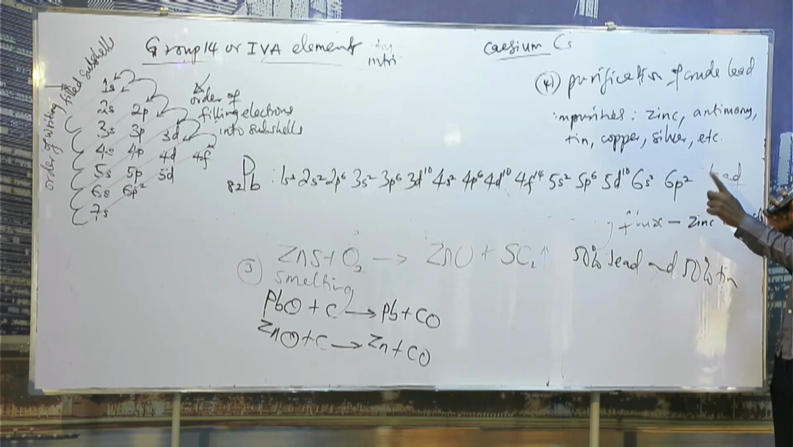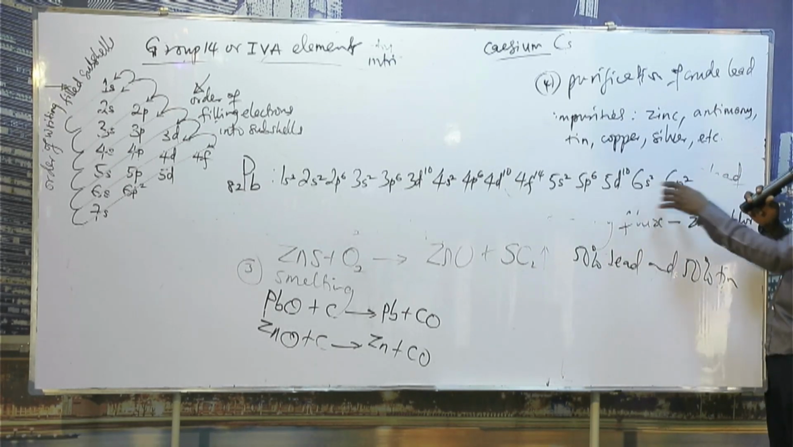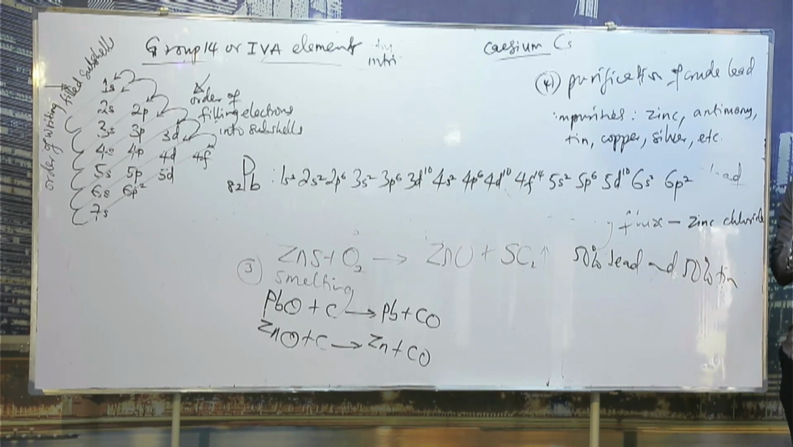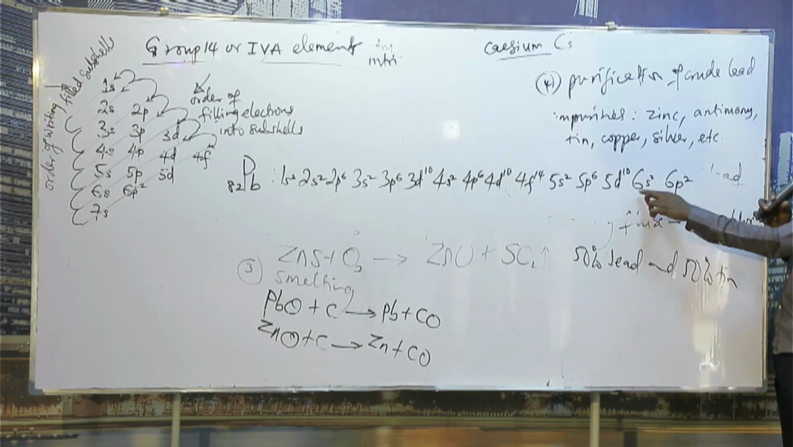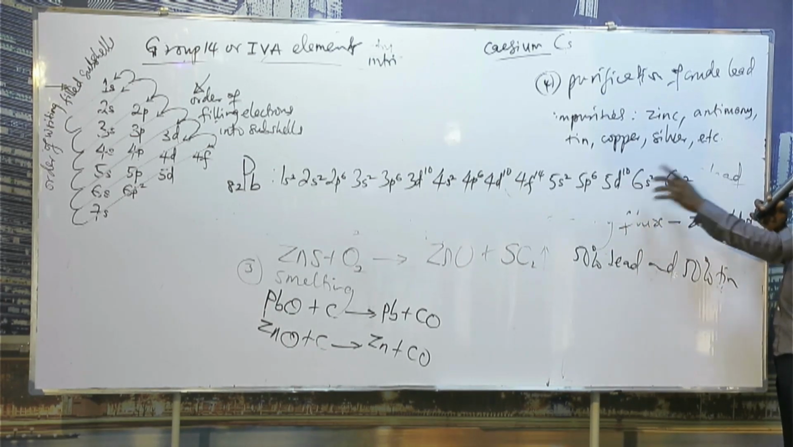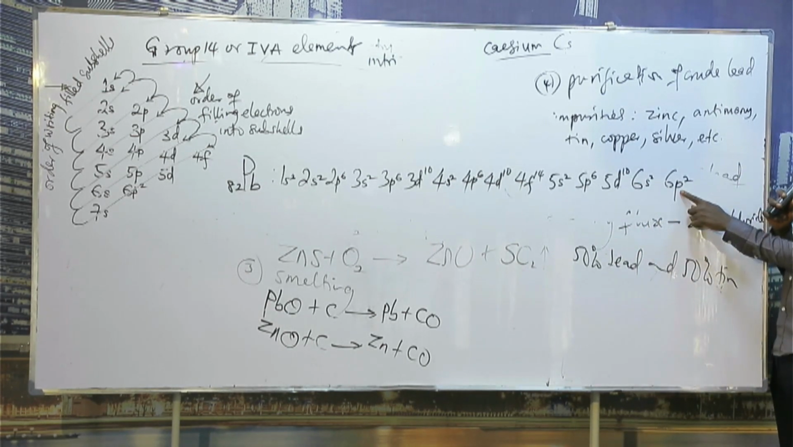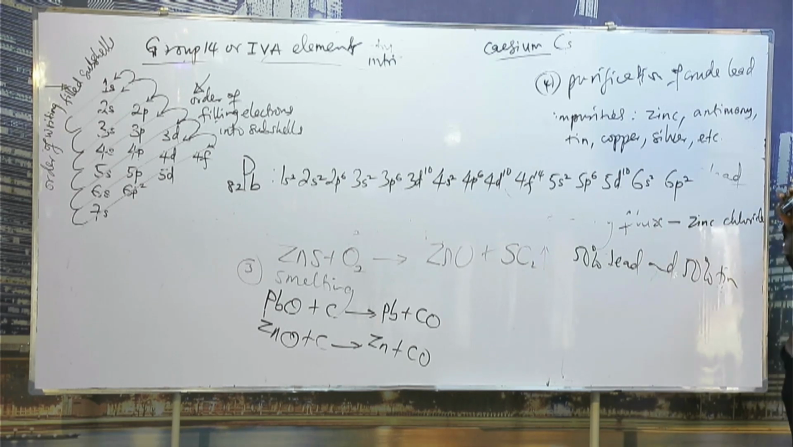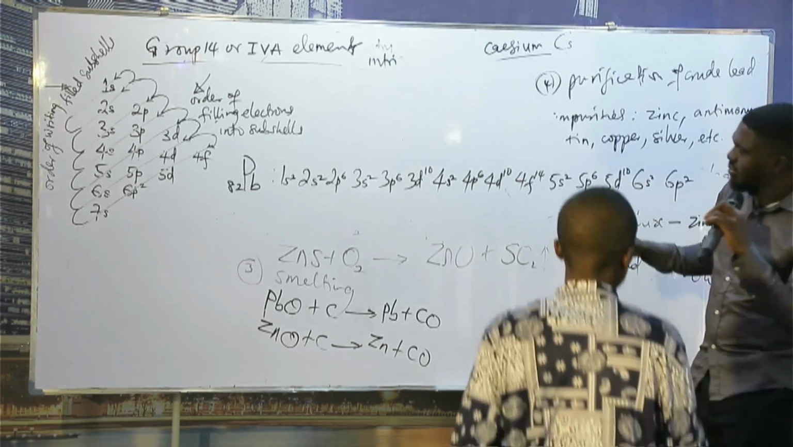And listen now, if I want to know the group where this element belongs, there are rules to know. See how to know. Check this and this. Number here and number here, are they the same? First of all, check what ended this configuration. Is it P or S or D or F? P ended it, right? Now, because P ended it, this element is a P block.